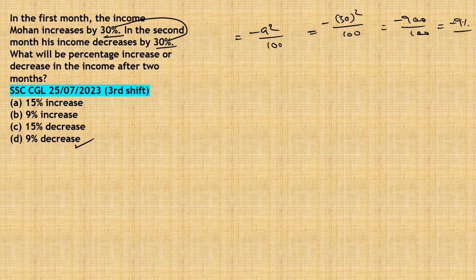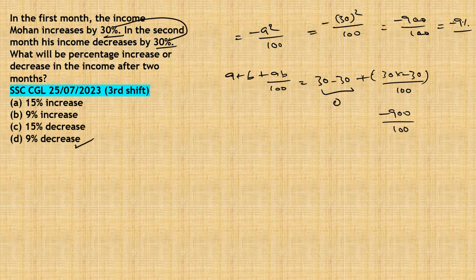Or you can apply this formula simply: A plus B plus AB by 100, which gives 30 minus 30 is 0, and it depends upon the AB by 100. That is 30 into minus 30, which gives minus 900 divided by 100, a decrease of 9% in the value. That is option number D.